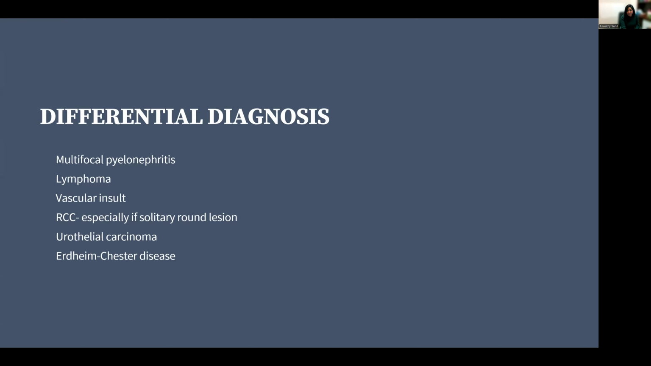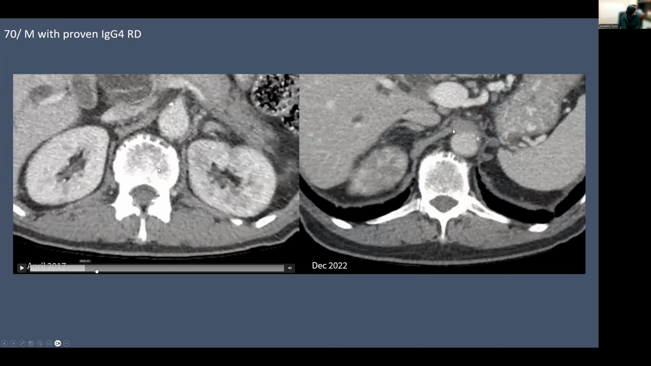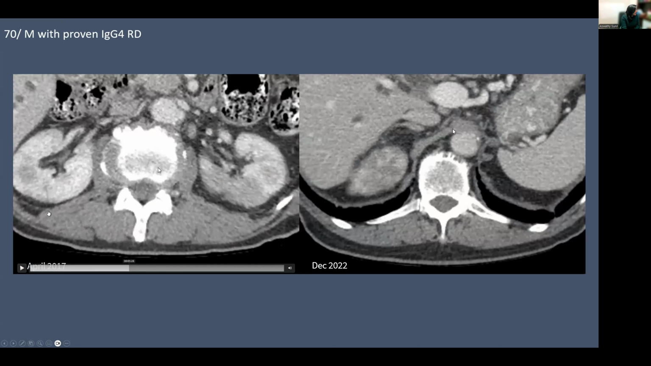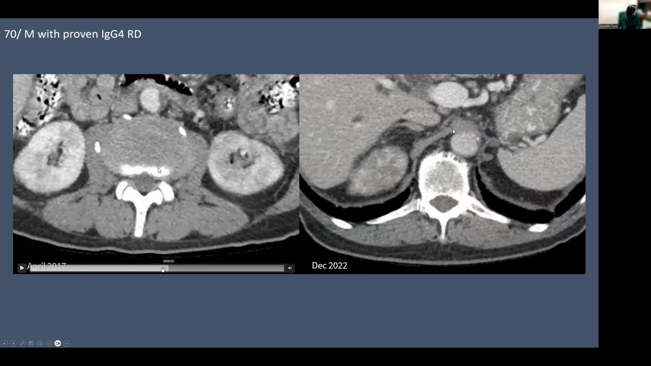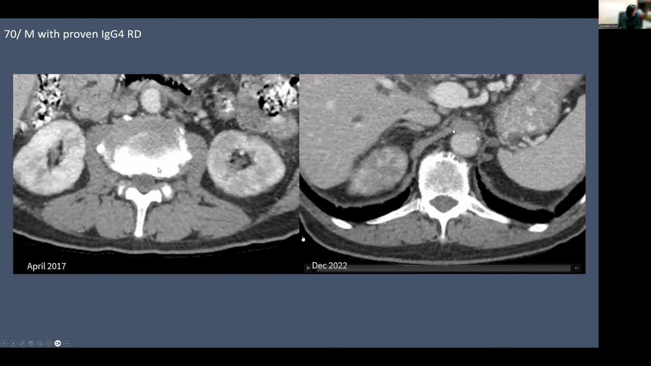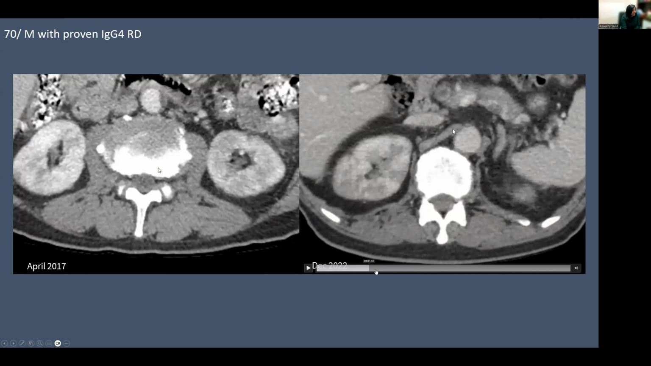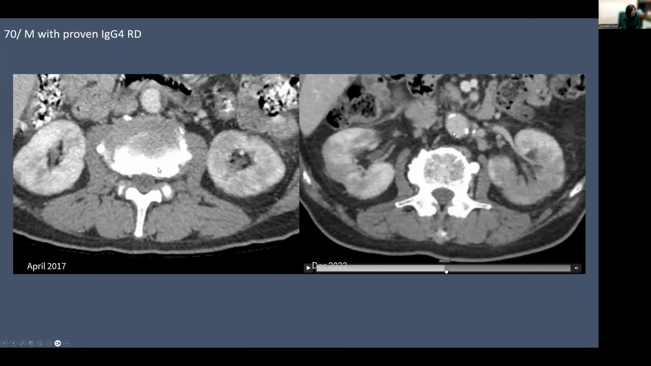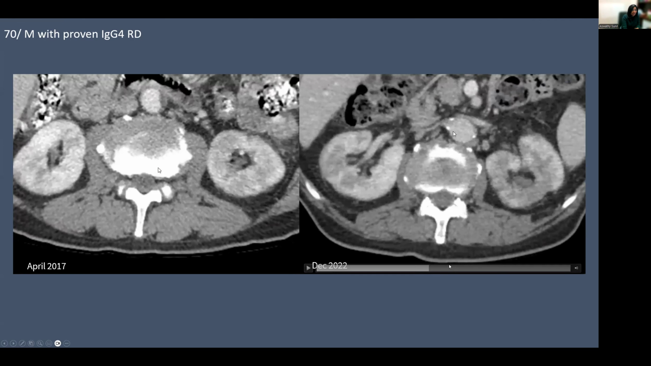And finally, an example. So this is a 70-year-old male with biopsy-proven IgG4-related disease. And you see these very vague hypodense areas in both the kidneys. And this is from 2017. This is the same patient from 2022, where you see more of a patchy involvement of both the kidneys. In fact, this patient had both autoimmune pancreatitis and IgG4-related cholangitis.